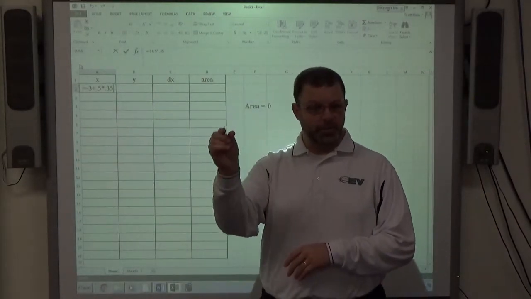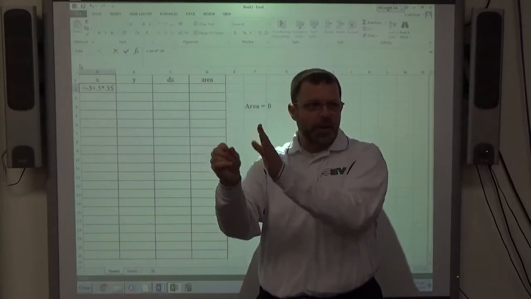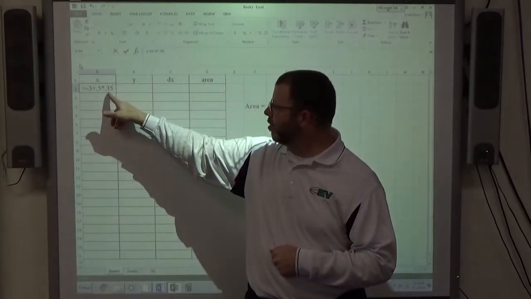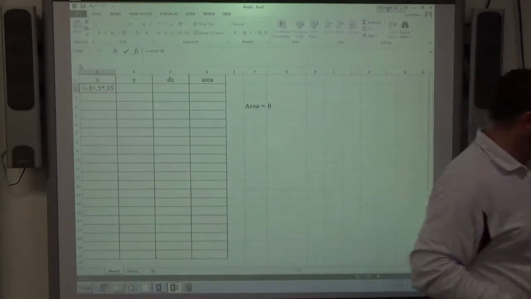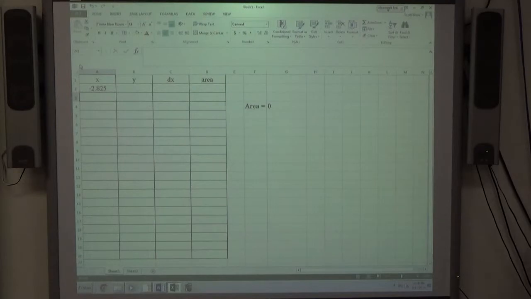So negative 3 is the beginning of the interval. I want to go halfway into the first rectangle. Each rectangle is 0.35 wide, so half of that is how far into the interval I want to go. I hit enter, and it evaluates it for me.